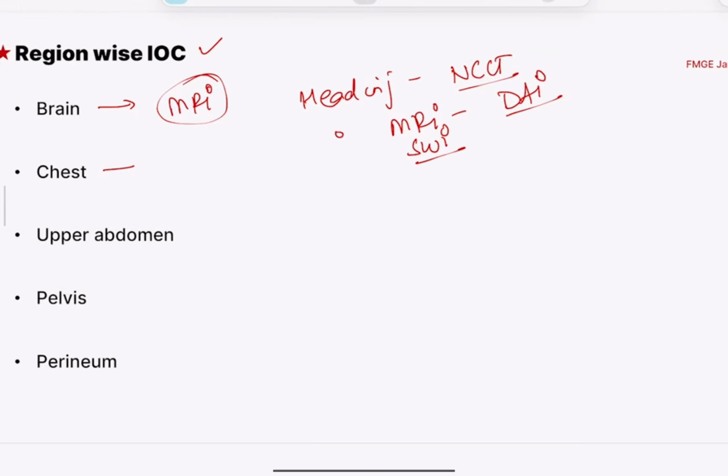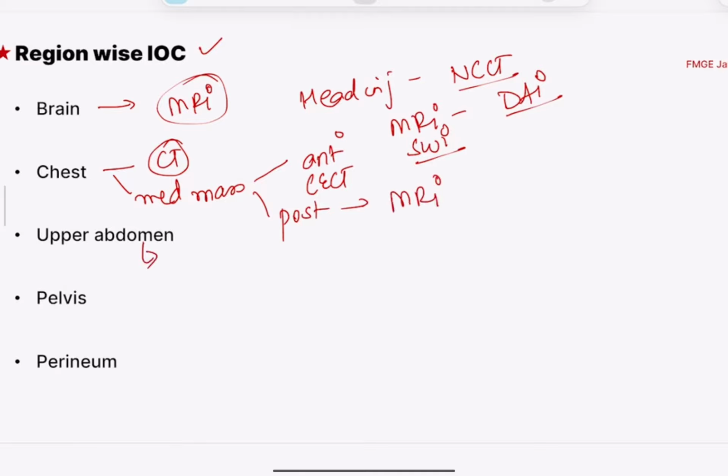For chest, lung pathologies, air containing, CT is the best, and if it is a mass, mediastinal mass: for anterior mediastinal mass, CECT. For posterior mediastinal mass, neurogenic tumors are the most common, so neurogenic nerves, soft tissues, we will go for MRI.